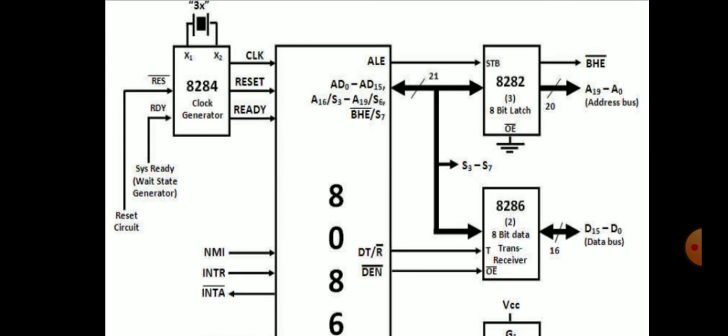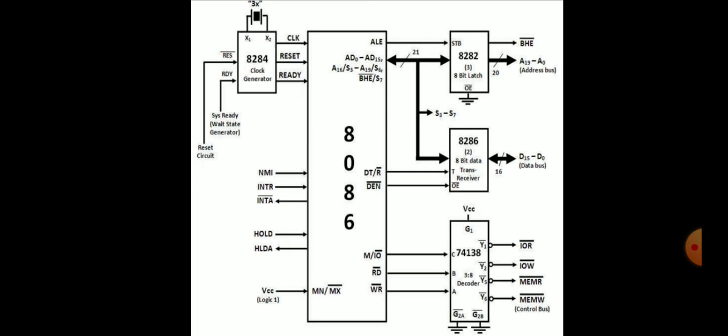8284 is the clock generator which is responsible for providing the timing signals, or for generating clock cycles with respect to which every operation gets performed in the 8086. This is all about the minimum configuration of 8086.